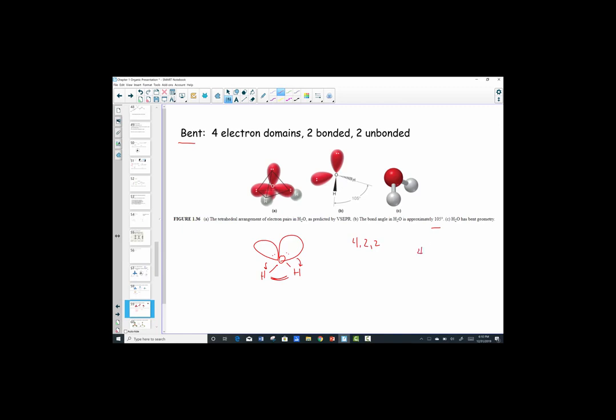So with 4 electron domains, we can have a tetrahedral if all are bonding. We can have a trigonal pyramidal if 3 are bonded. And we could have a bent shape if only 2 are bonded.